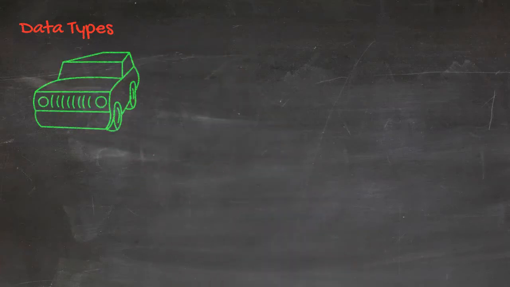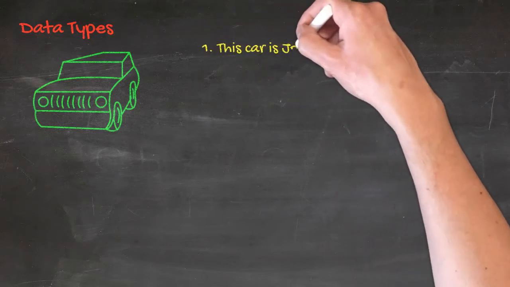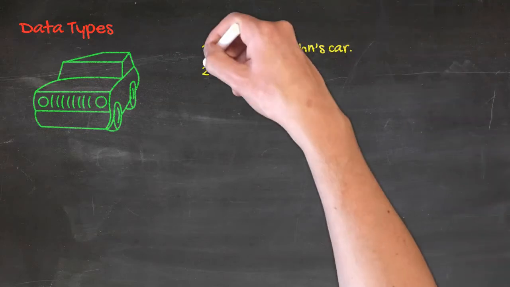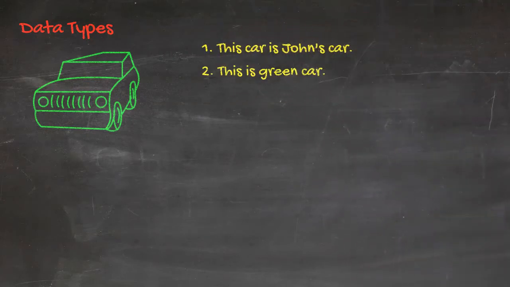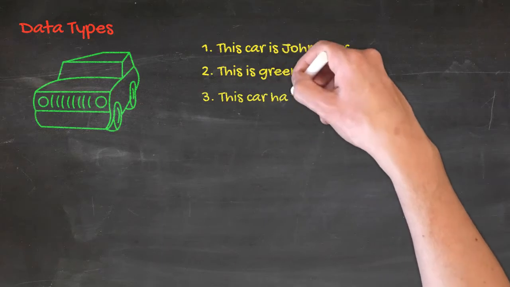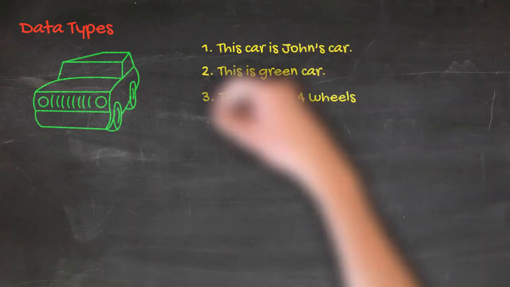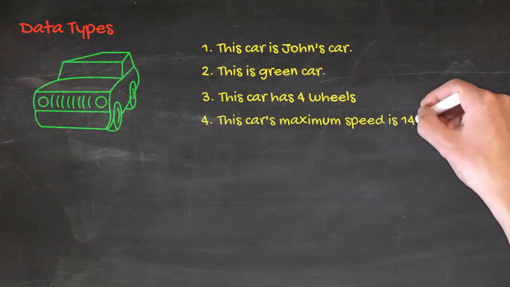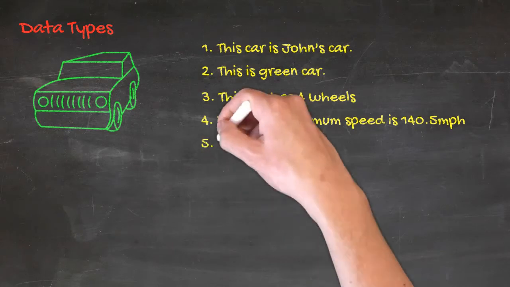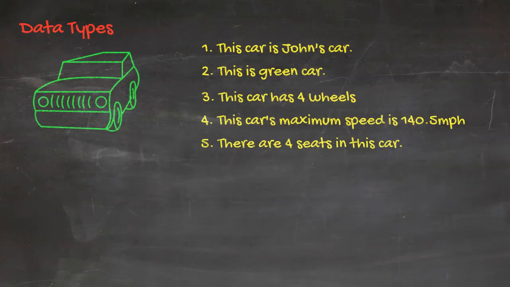Okay, this is a car. Assume we have some information about this. We can say this is John's car and it is green. It has 4 wheels. This car's maximum speed is 140.5 mph and there are 4 seats in this car. See, we gathered some information about this car.